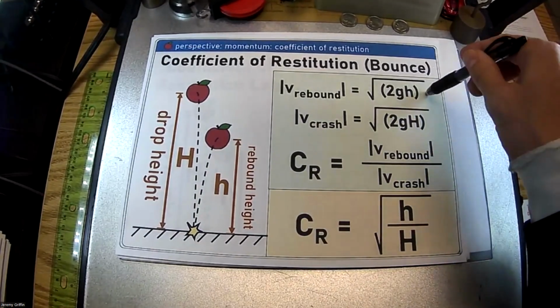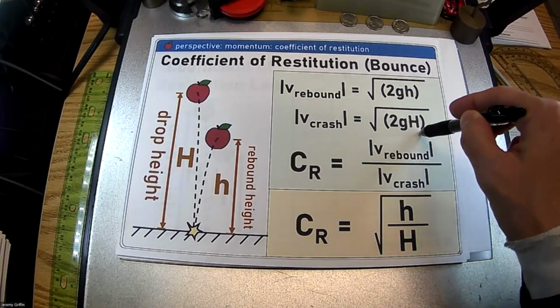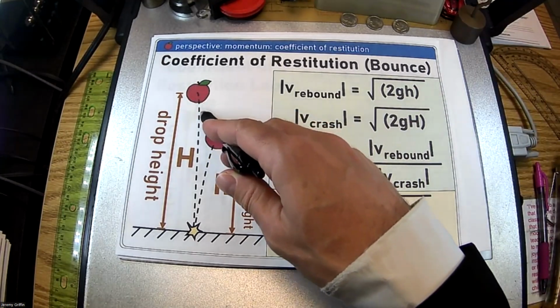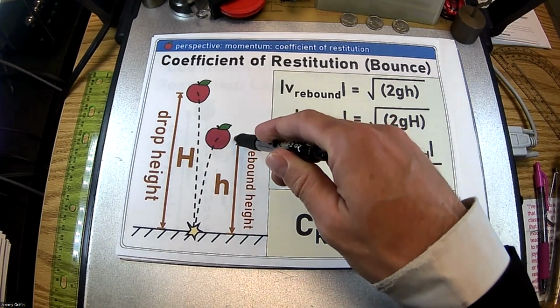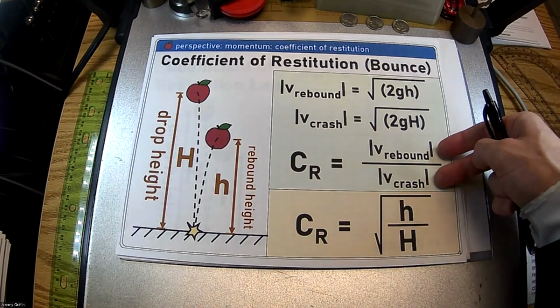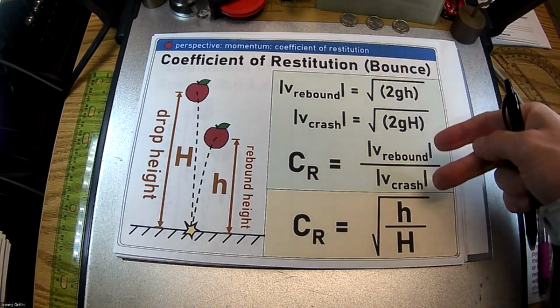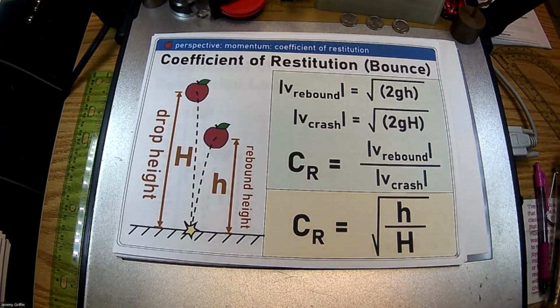The rebound speed is square root 2gh playing off the rebound height, and the crash speed is square root 2gh playing off the drop height. So maybe you drop it from 100 centimeters and it rebounds up to like 70 centimeters. You could figure out the speeds, and the ratio of those would tell you the coefficient of restitution. Now, big picture, it looks like the 2 and the g cancel, and so it just becomes the square root of the ratio of the heights. That also represents the coefficient of restitution.